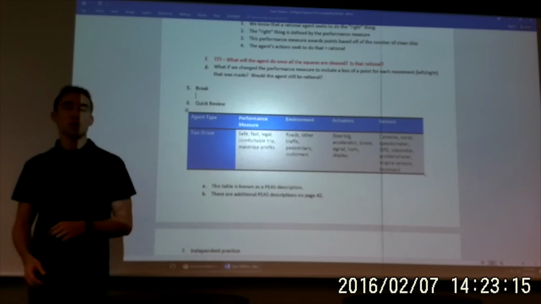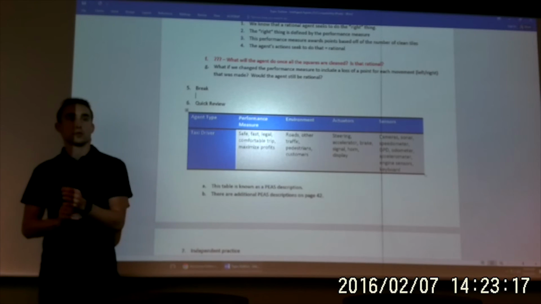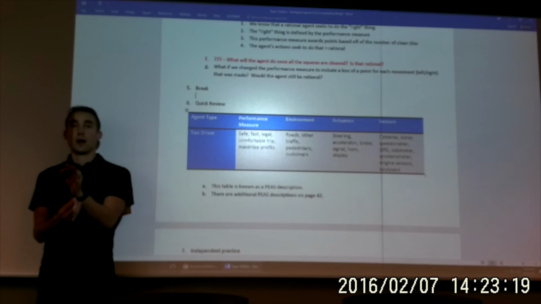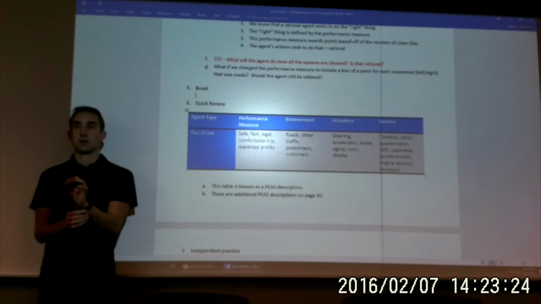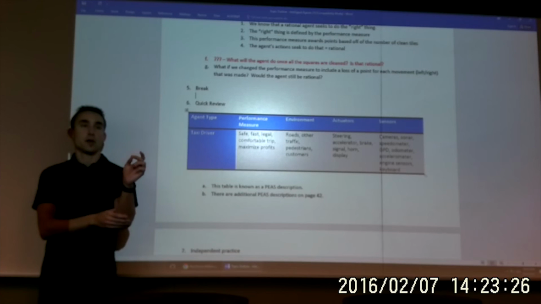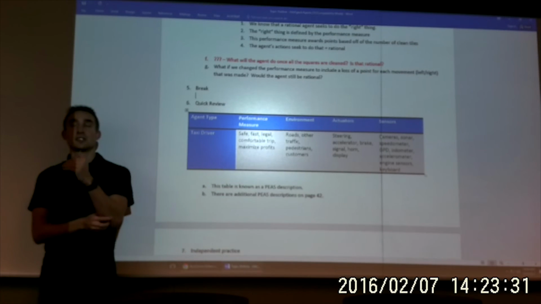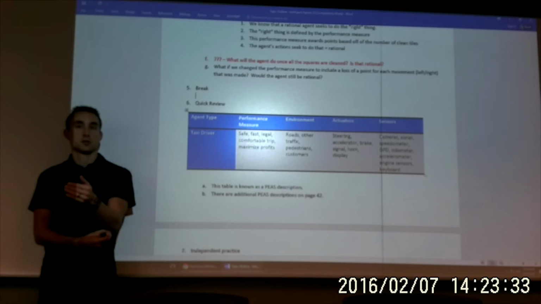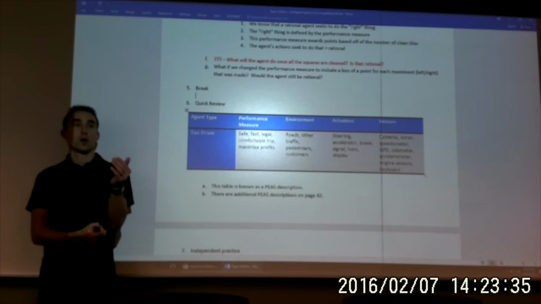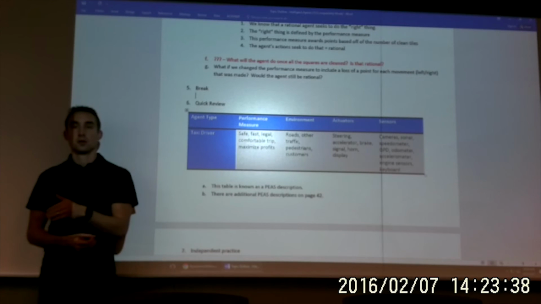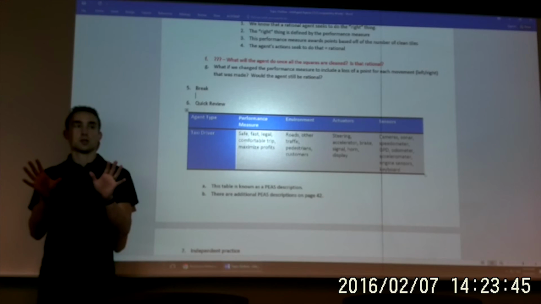After that, we spent a good bit of time talking about rational agents and performance measures. You guys know that rational agents always seek to do the right thing. The right thing is defined by the performance measure. And the performance measure is a series of state evaluations that measures whether or not the agent's actions are appropriate or not, based off of what has been defined in the performance measure. Okay? Questions on that? Everybody good so far?